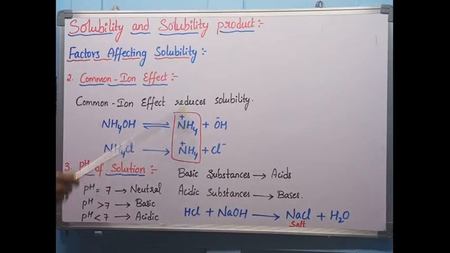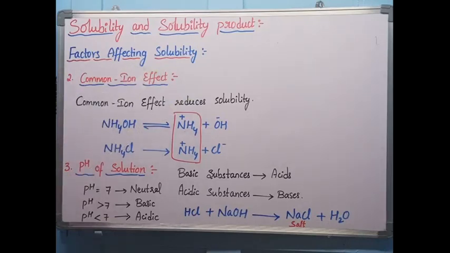Whenever the product's concentration, the NH4 plus concentration, increases, the equilibrium shifts backward, according to Le Chatelier's principle. When the reaction is taking place backward, NH4OH dissociation decreases, so its solubility decreases. So NH4OH is precipitated out. Here solubility is decreasing because of the common ion effect.